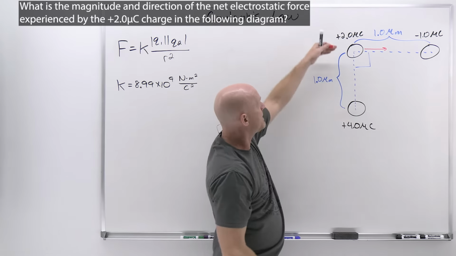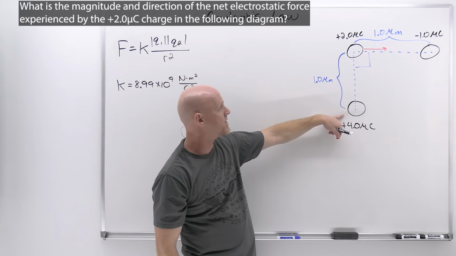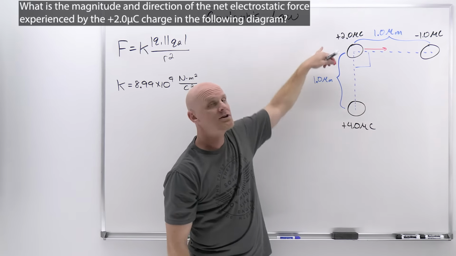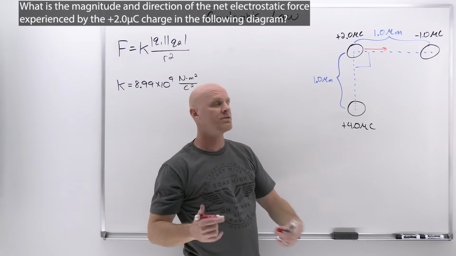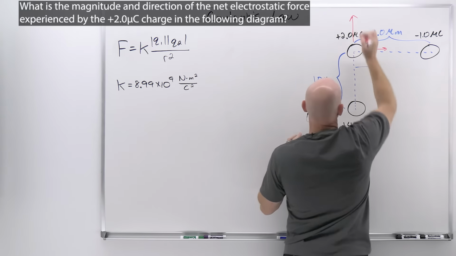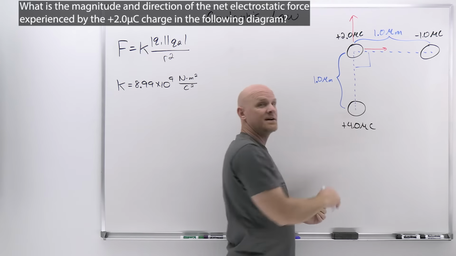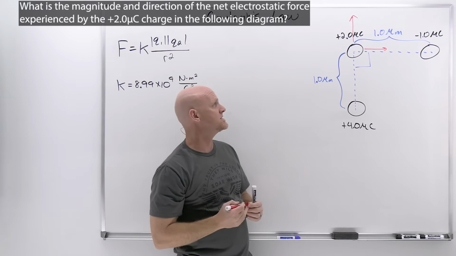All right, now our positive 2 microcoulomb point charge is also feeling a force due to this positive 4.0 microcoulomb point charge, and they are like charges, so it's going to be a repulsive force. And so for the 2 microcoulomb charge, that's going to be directed up. And again, if we cared for the positive 4.0 microcoulomb charge, that would be directed down. Again, equal in magnitude, opposite in direction.